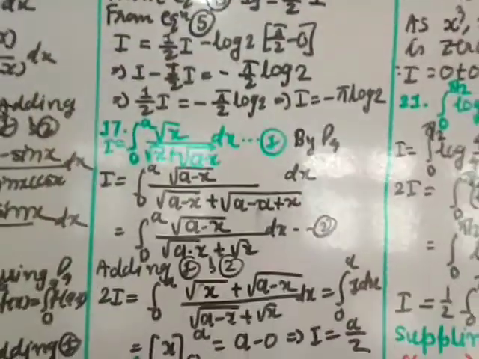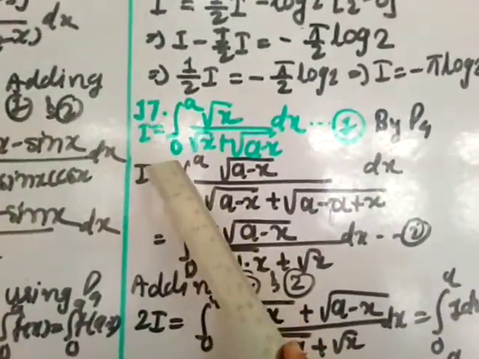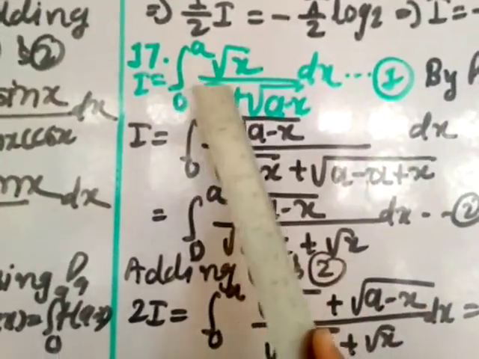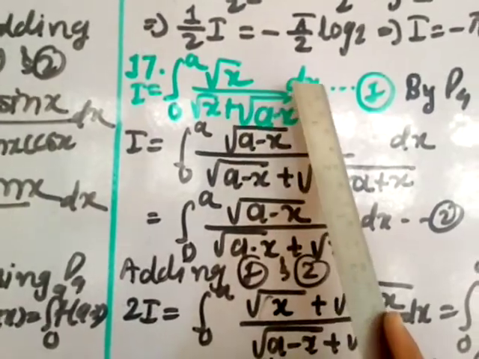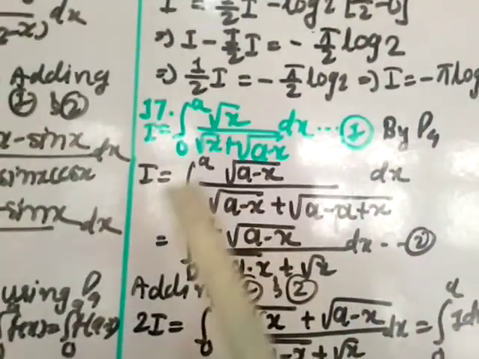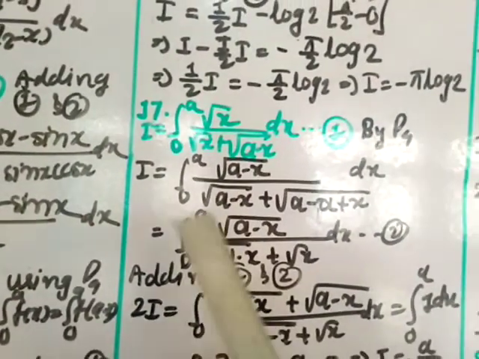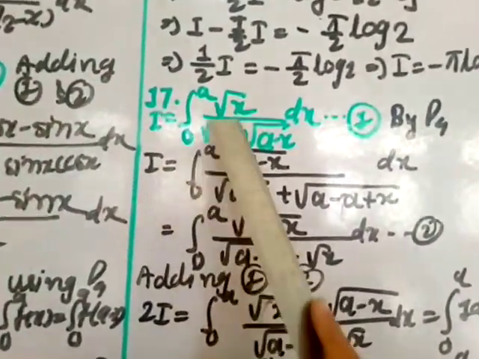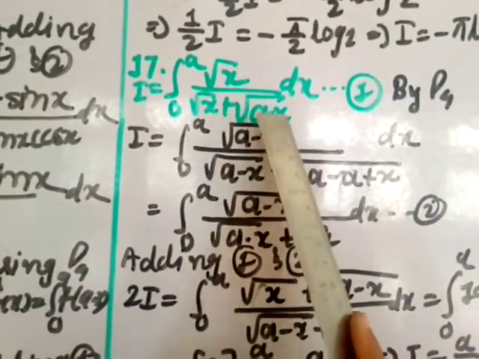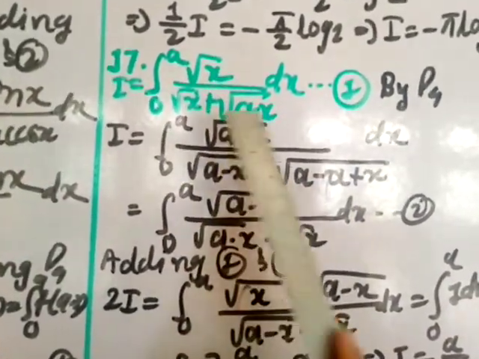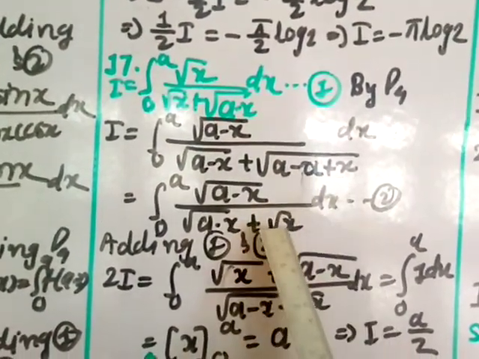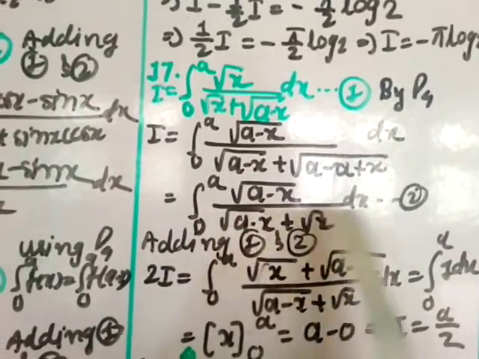Question number 17. I is equal to integral 0 to a, square root of x divided by square root of x plus square root of a minus x dx. Call it number 1. Use property 4, so instead of x you put a minus x. Here also a minus x, here also a minus x. So I is equal to integral 0 to a, instead of x a minus x, here also a minus x plus, instead of x a minus x, but since minus is here it becomes plus. Minus a plus a cuts, here remains only root x, and this is as it is. Call it number 2.